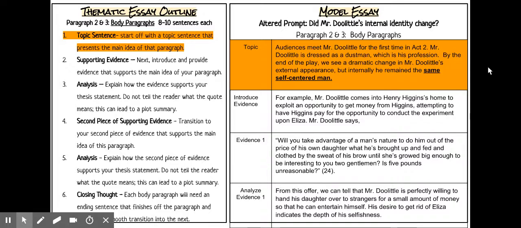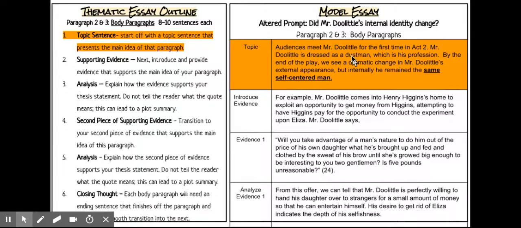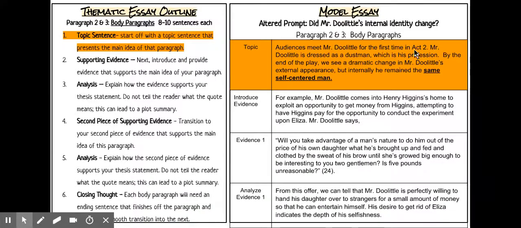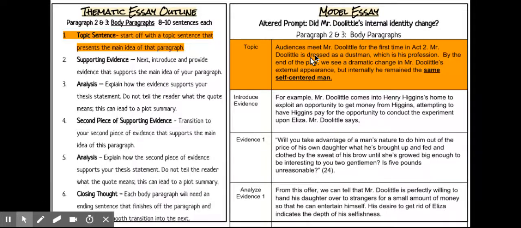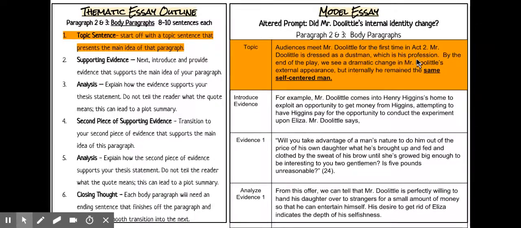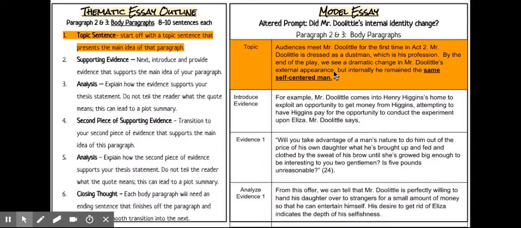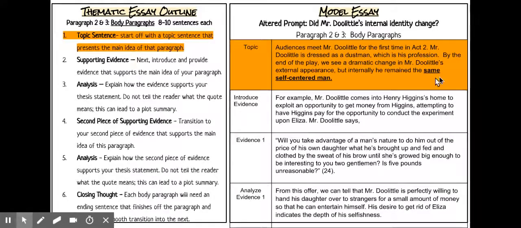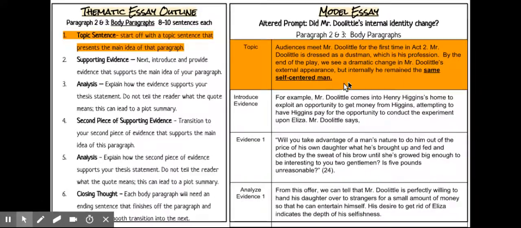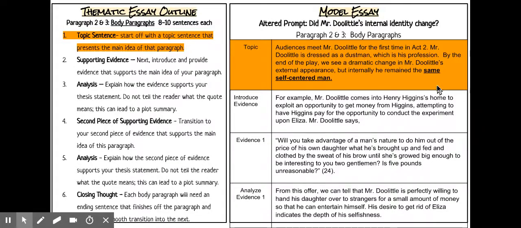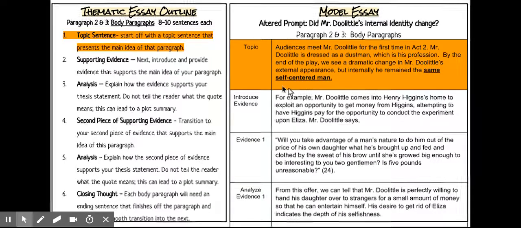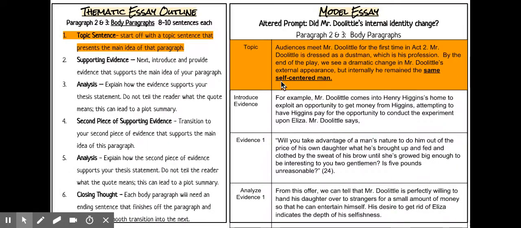Let's take a look at the model essay. Remember, in this model essay, we're looking at Mr. Doolittle. Audiences meet Mr. Doolittle for the first time in Act 2. Mr. Doolittle is dressed as a dustman, which is his profession. By the end of the play, we see a dramatic change in Mr. Doolittle's external appearance, but internally, he remained the same self-centered man. As you can see, we identified that he remained the same internally, and that the identifier that we're going to be finding evidence on will be that he is self-centered.